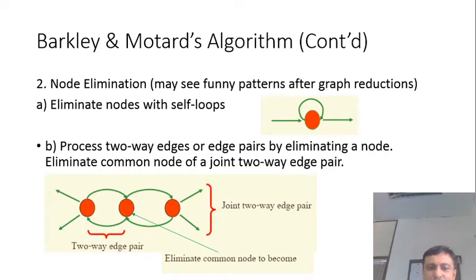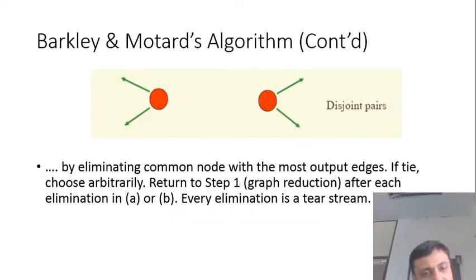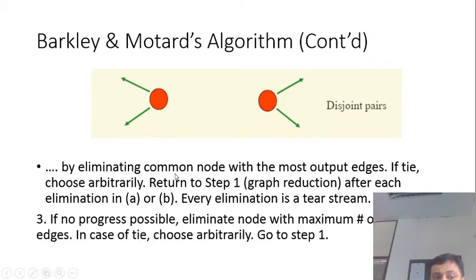If there is any two-way edge or two-way edge pairs, eliminate the common node in between the pair. And if there are more than one such two-way edge pair, eliminate the common node with maximum output. And if the output of all the common nodes is the same, you can select the node according to your intuition. And if none of the things works, there is no single precursor, there is no self loop, there is no two-way edge pair, in that case select a node with maximum number of outputs as a TS stream and put it into the TS set, and you have to go back to step 1.